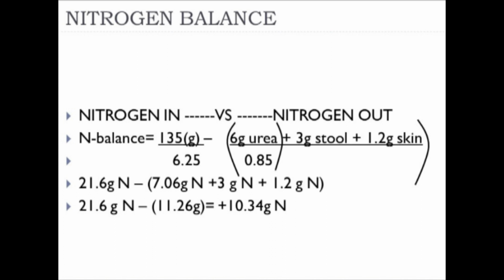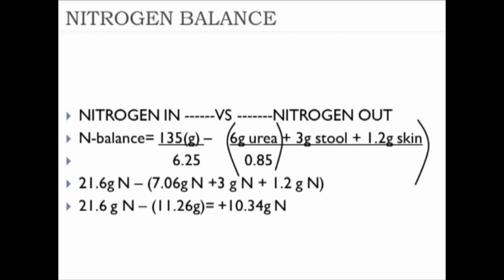21.6 grams consumed minus 11.26 grams excreted leaves us with a positive 10.34 grams of nitrogen. What does plus 10.34 grams of nitrogen mean? Well, it means that the person is excreting less nitrogen than they are actually consuming.